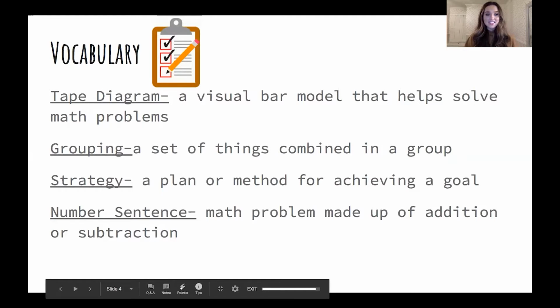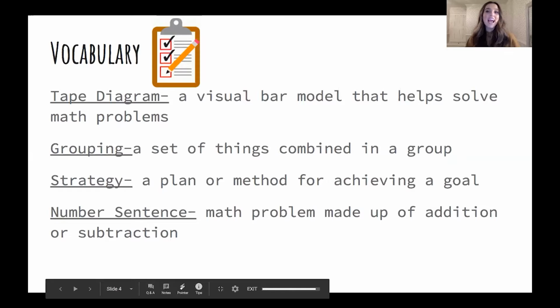All right, the next word we have is grouping. And grouping is a set of things combined together in a group. So for example, one way you can do this is to group by color. Let's say you have blue, green, and orange chairs in a classroom. You could group all the blue chairs together, all the green chairs together, all the orange chairs together. You can group things because of a similarity or maybe because of another factor that they have. So that is grouping. And of course, I will tell you how we will use that in math and in this lesson a little bit later.